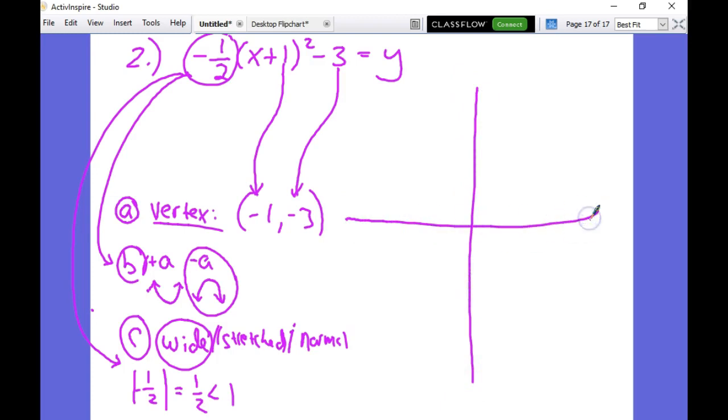So if you guys want to try to graph it really quick, I'll give you a pause. Okay? So I'll let you guys compare your answers with mine here. The vertex is -1, -3, which is right here. And it should be a wide, sad face parabola.